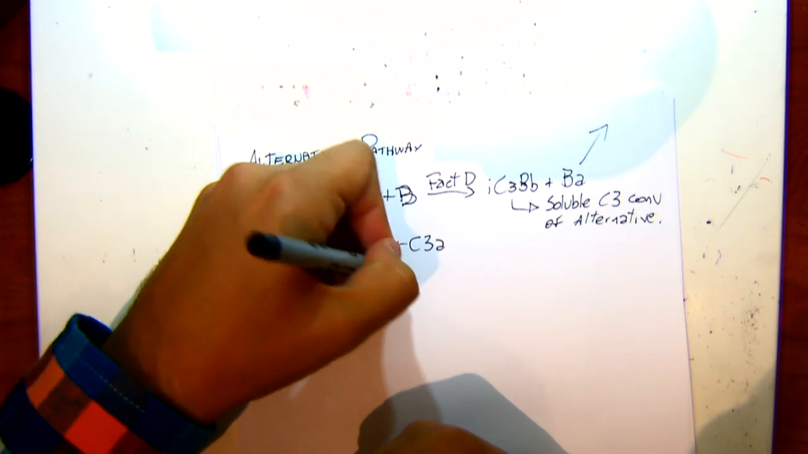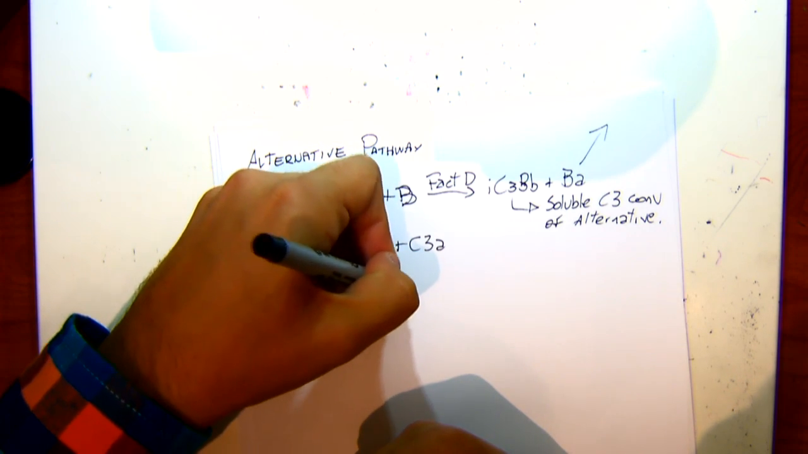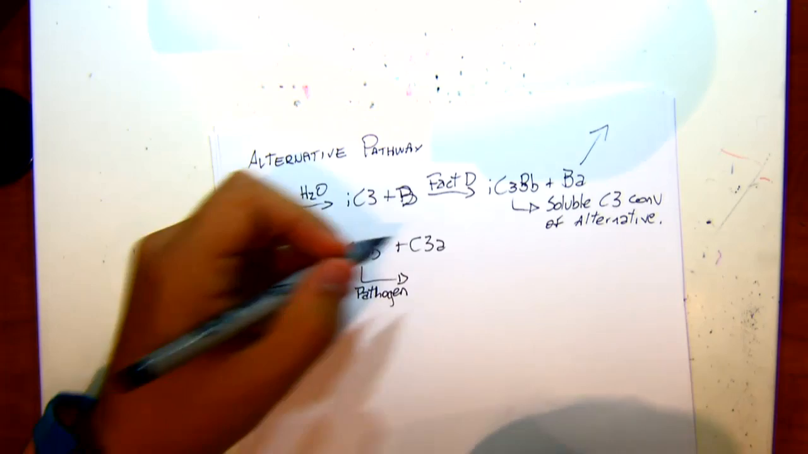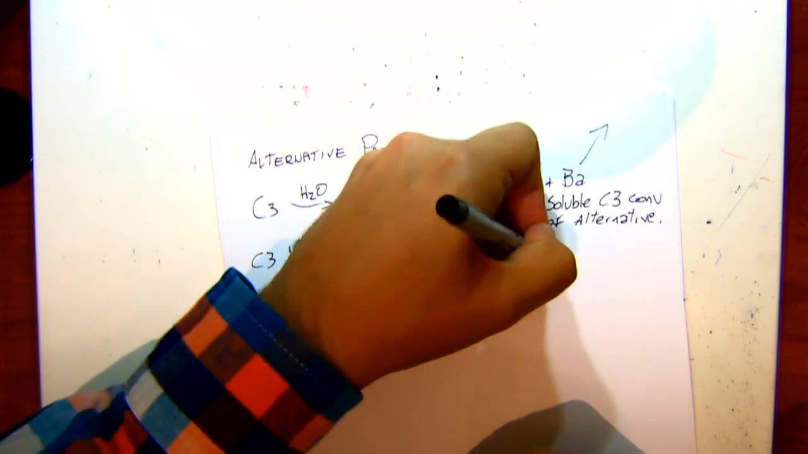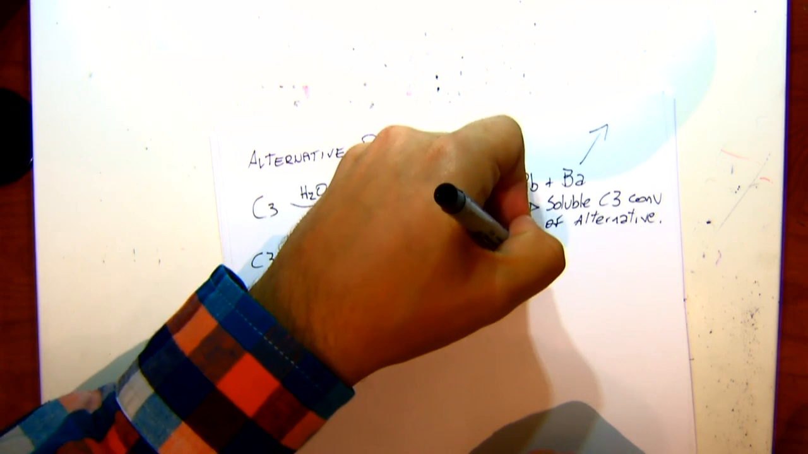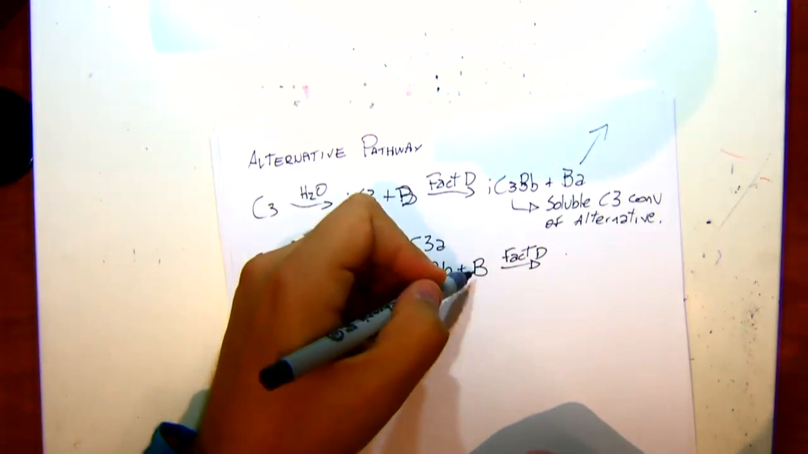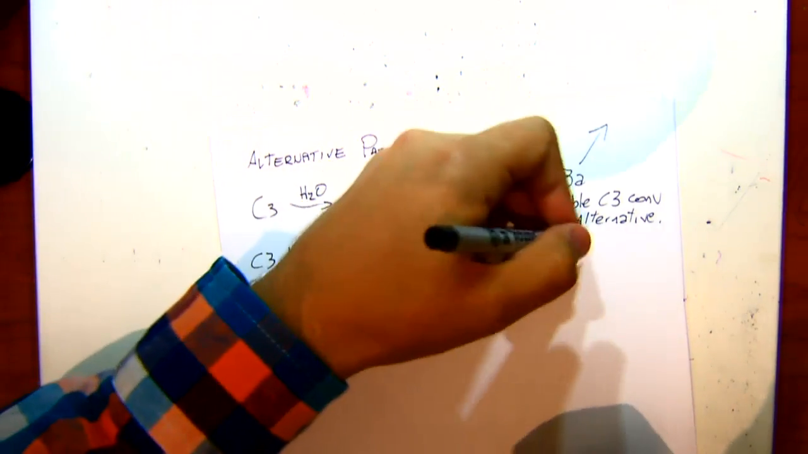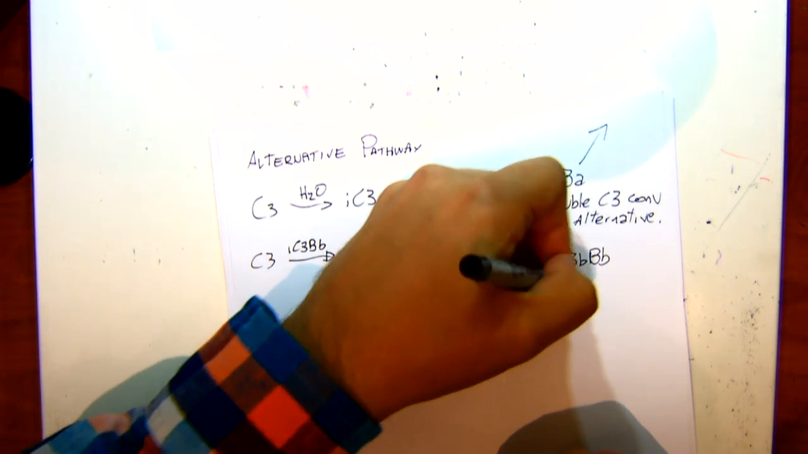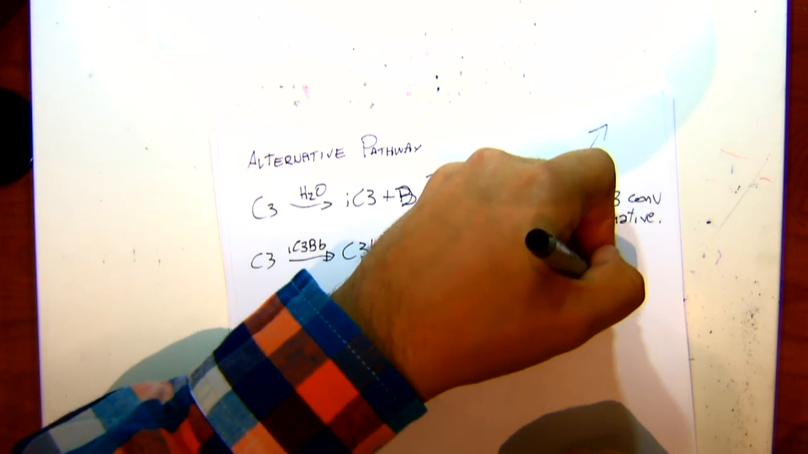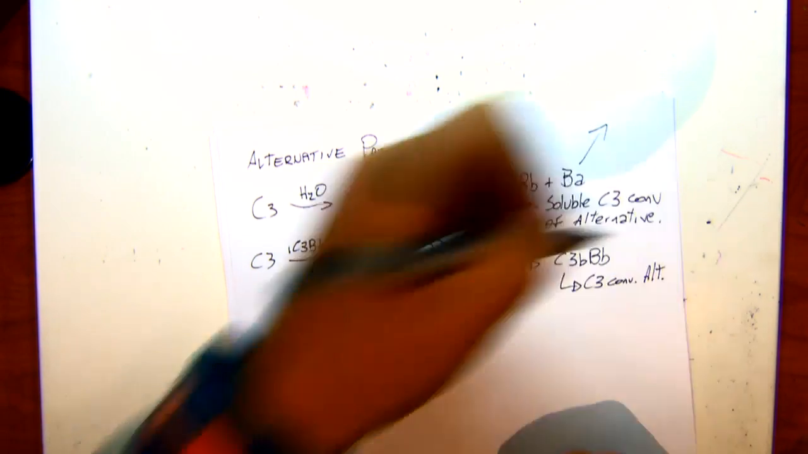Then this is going to go to the pathogen, right? And then it can join again with factor B, then factor D comes in and cuts the B into Ba and Bb, and you're going to have the C3 convertase of the alternative pathway.